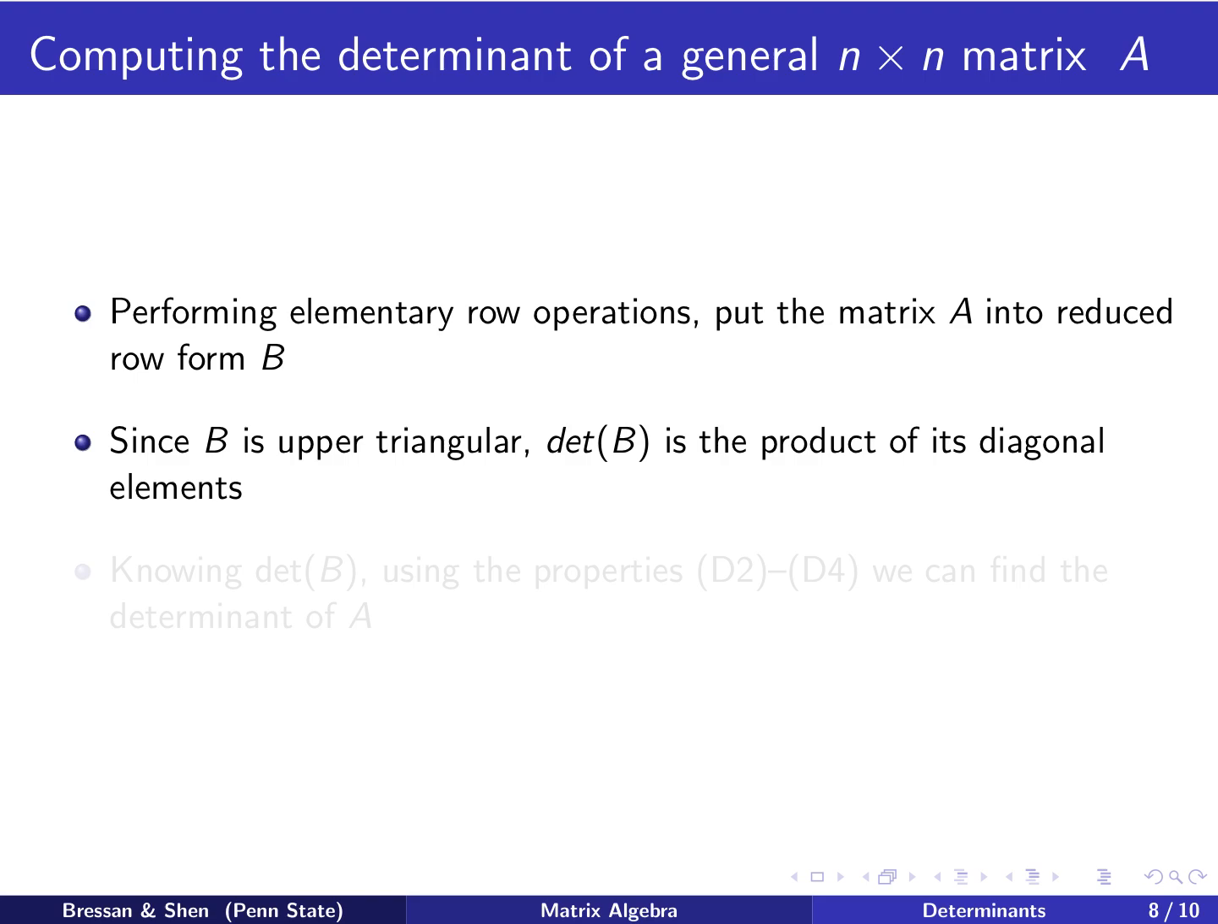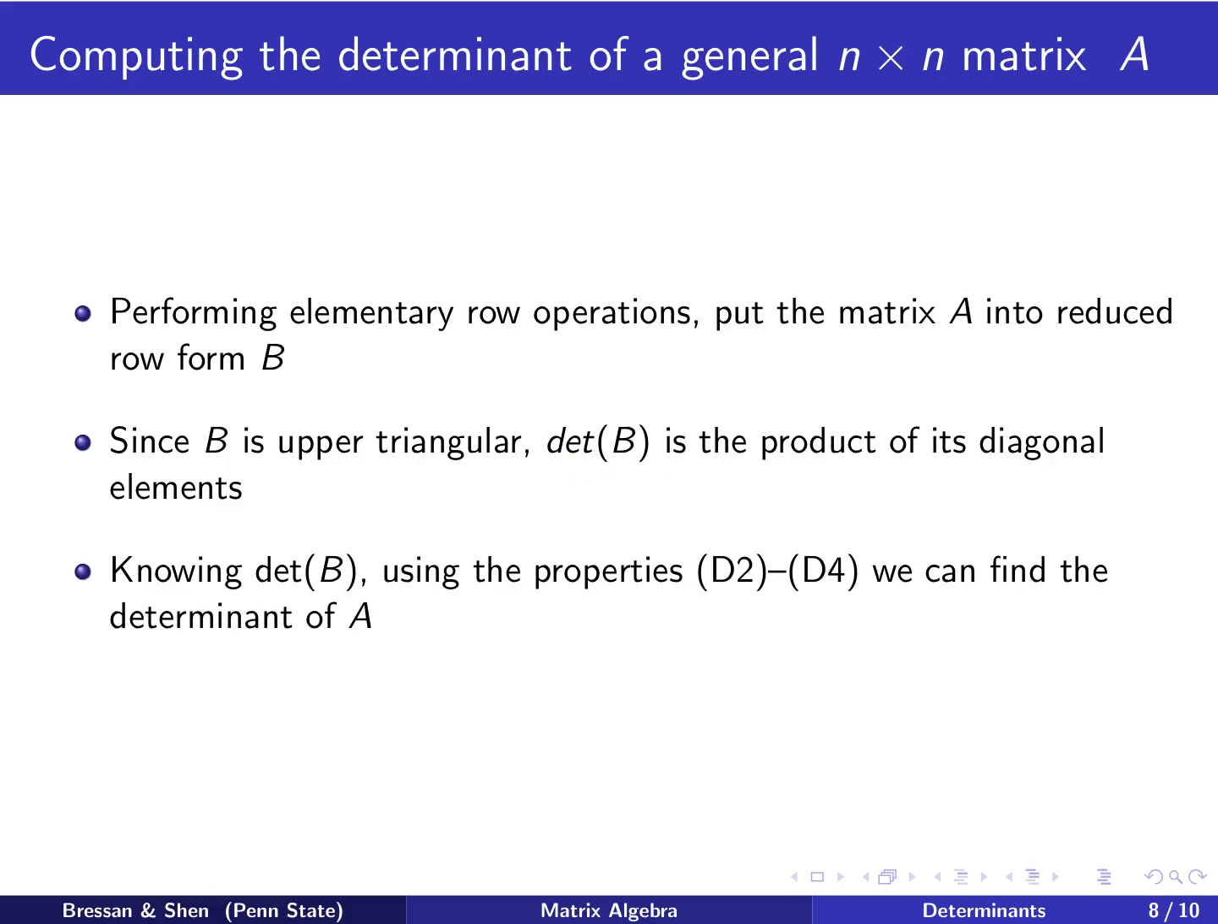And now, since B is upper triangular, the determinant of B is just the product of the diagonal elements, and this can be quickly computed. Now, knowing the determinant of B, we can use the three properties D2, D3, and D4, and go back and find the determinant of A.